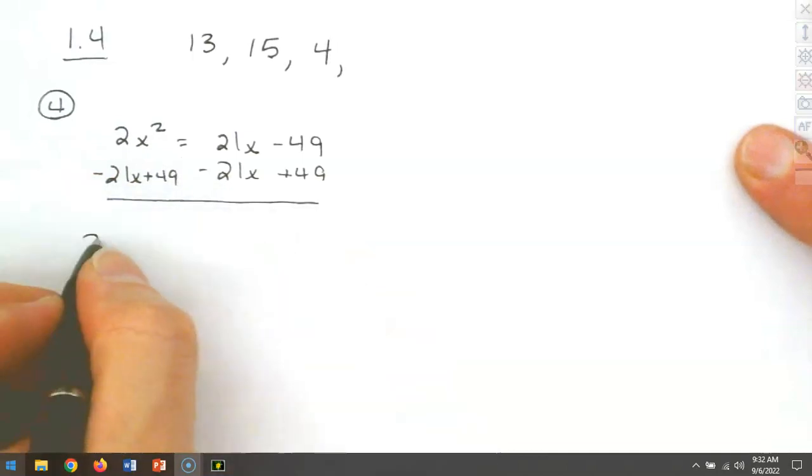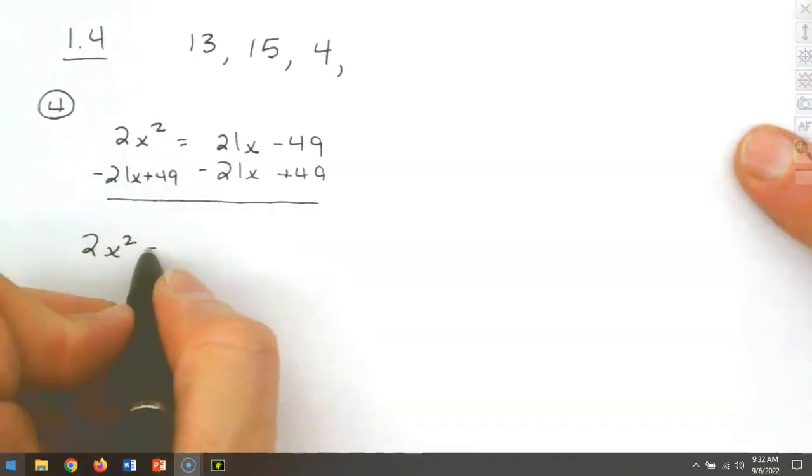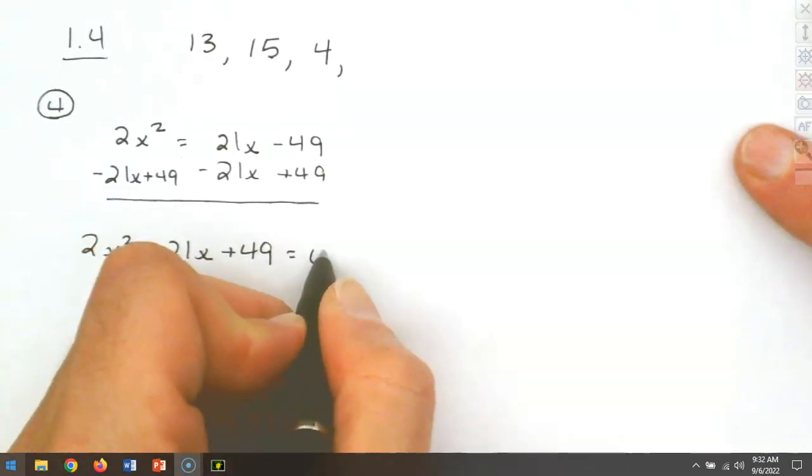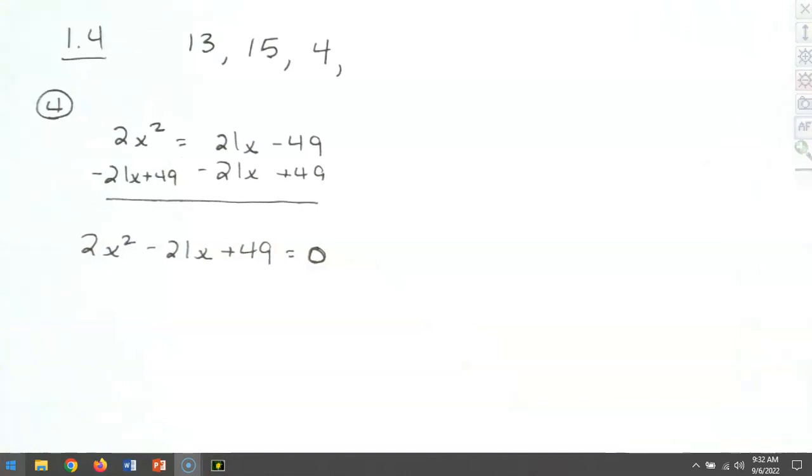And now we've got 2x squared minus 21x plus 49 equals 0. And then we look at what we've got. And we always ask ourselves this question first. Do we have anything that'll factor out? We have a 2, a 21, and a 49. Well, they have nothing in common. If this would have been, let's say, a 7, then we could have divided everything by 7. But we weren't that lucky, so nothing will divide out. So we want to use zero factor.